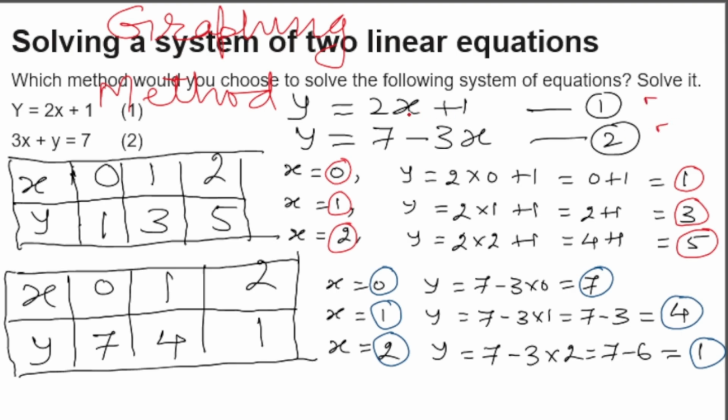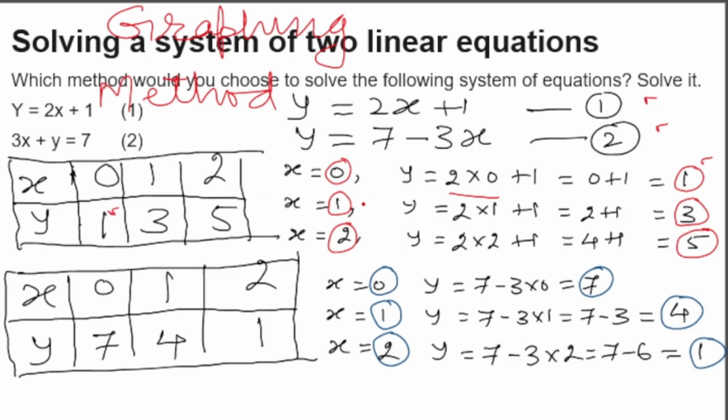Now we'll put values of x. First of all, we'll take x is equal to 0. When we put 0 in the first equation, it will be 2 into 0 plus 1. So 2 into 0 is 0, and 0 plus 1 is equal to 1. So this is the value of y when x is equal to 0 from the first equation.